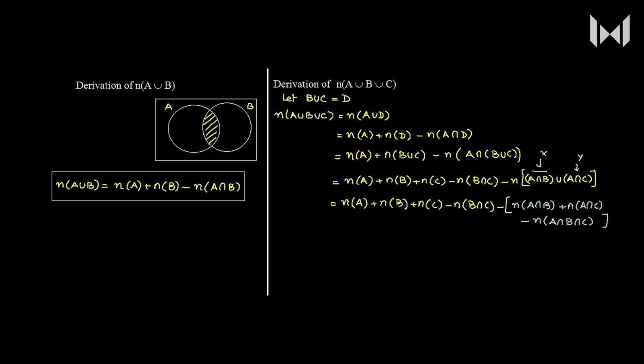Now we shall open the final brackets and we get n of A union B union C is equal to n of A plus n of B plus n of C minus n of B intersection C minus n of A intersection B minus n of A intersection C plus n of A intersection B intersection C.